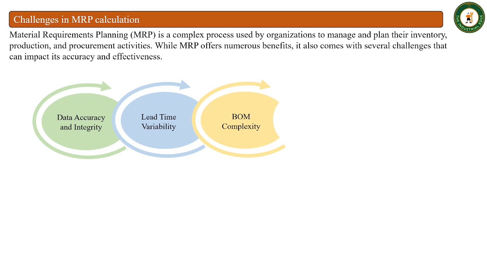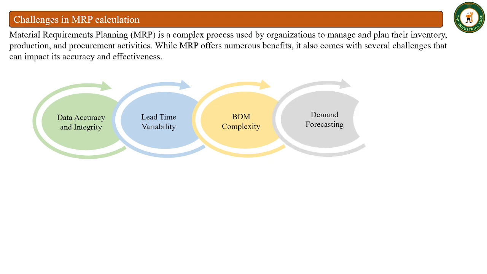Third point, BOM complexity. Accurate bills of material are crucial for MRP as they define the material and component required for each finished product. Complex and multi-level BOM with numerous parts can introduce error if not properly managed and updated, leading to inaccurate material requirement.